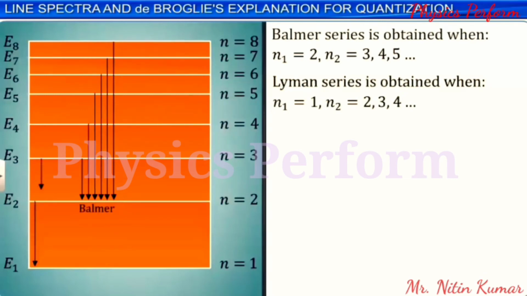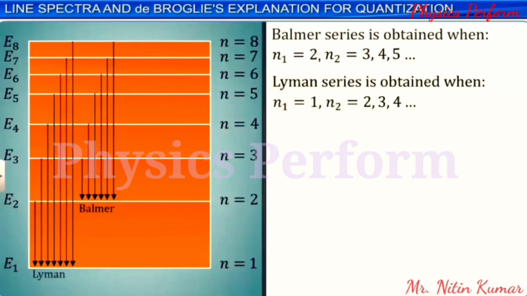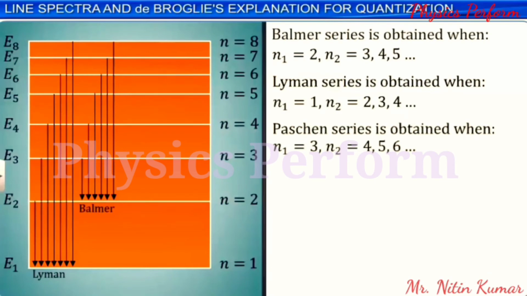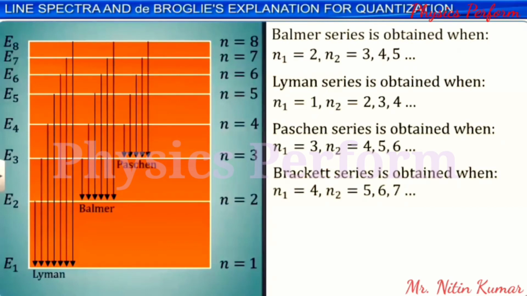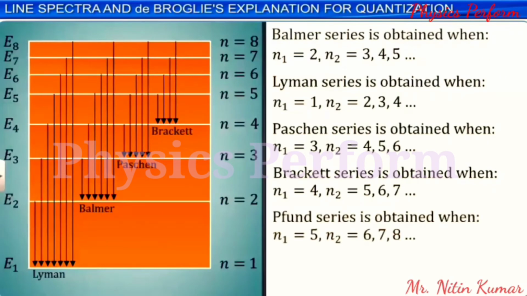When n1 is equal to 3 and n2 is equal to 4, 5, 6, and so on, we get the Paschen series. When n1 is equal to 4 and n2 is equal to 5, 6, 7, and so on, we get the Brackett series. Similarly, when n1 is equal to 5 and n2 is equal to 6, 7, 8, and so on, we get the Pfund series.